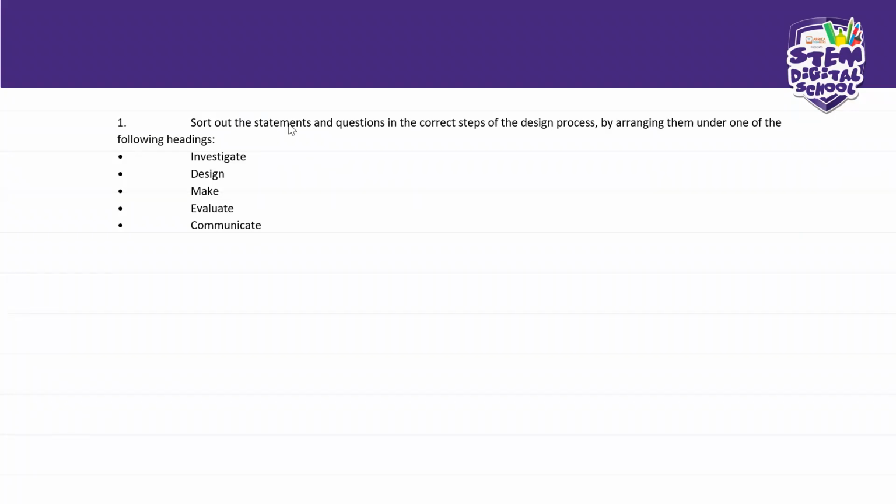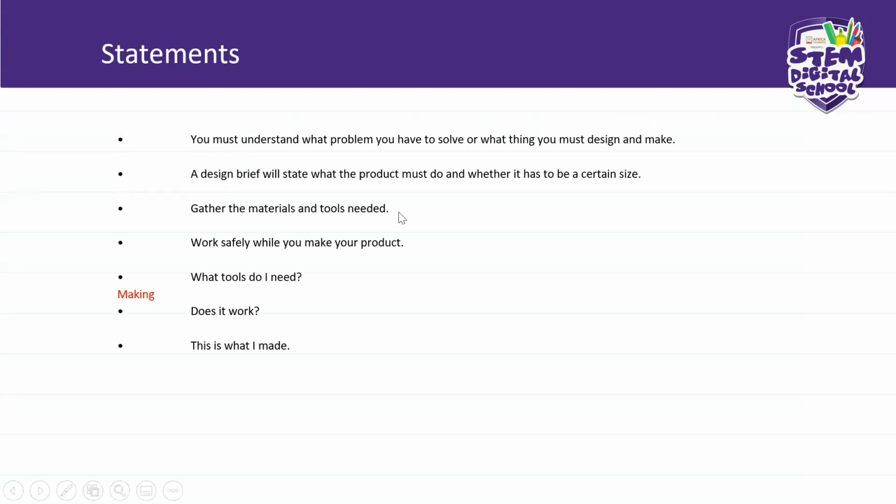Okay, thank you. Now we are revising the design process. We are going to look at the way we must explain the stages of the design process. So we are going to look at the statements we are given and sort them into investigate, design, make, and evaluate. You just have to say, which stage is this?